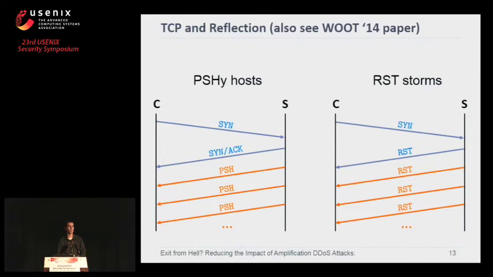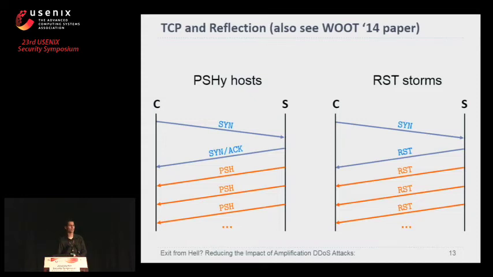So for example, if you send a SYN packet to a telnet server, the telnet server would immediately start sending data to you with the banner information of the server, which is a bad implementation and really against any standard, but that's what is happening in practice. And the third category is that we found reset storms.